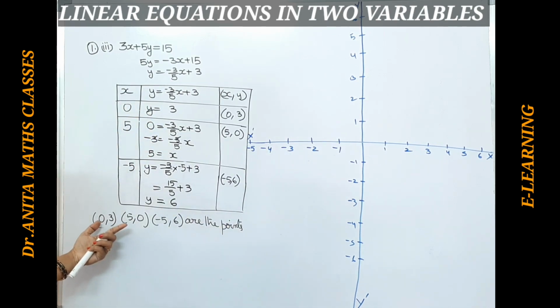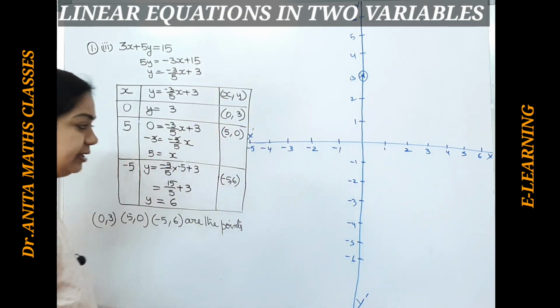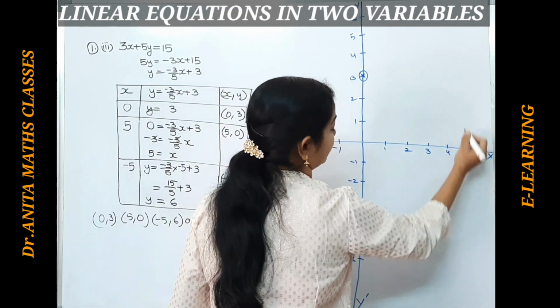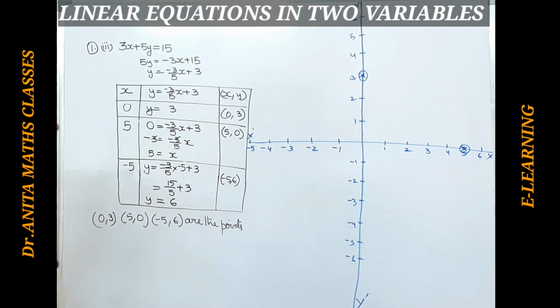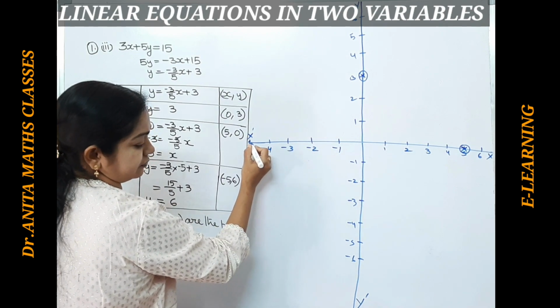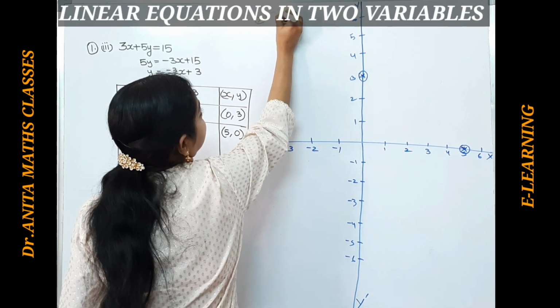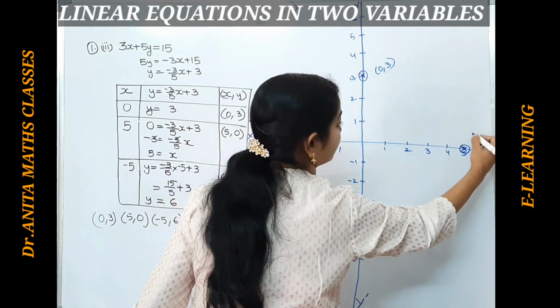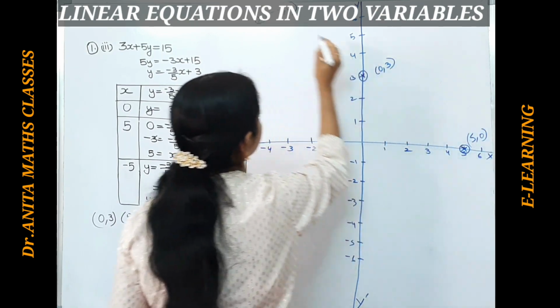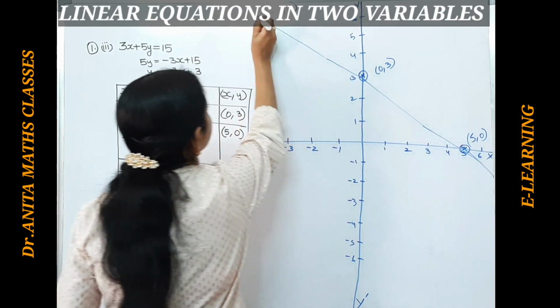Now we will plot the graph. 0, 3. 0 and 3 means this point. And 5, 0, that is on the x-axis. Minus 5, 6. So minus 5, 6, this one. So this is 0, 3 and 5, 0. So join these three points. You will be getting a graph.